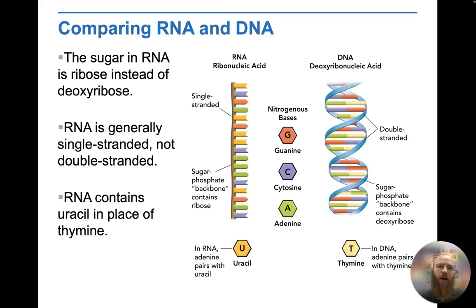So before we get into how we make RNA, we want to make sure that we understand the three main differences between RNA and DNA. Right, so the first one that you can see here is that the sugar in RNA is what gives it its name. It's going to be a ribose sugar, so we call it ribonucleic acid. Whereas for DNA, the sugar in the backbone was deoxyribose. So the sugar has changed.